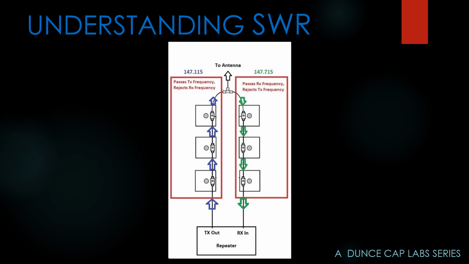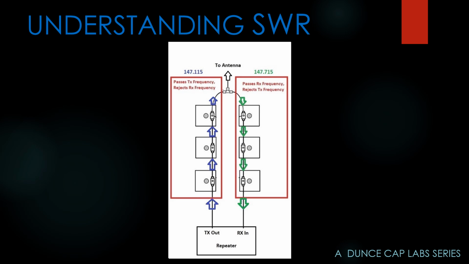Here is your 2-meter ham repeater, or if you change the frequencies, maybe it's the local sheriff repeater. On the left, we have the transmitter and its frequency, 147.115. Receiver is 147.715. Now, all the cavities on the left pass the transmit frequency just fine. The cavities on the right only pass the receive. So when the transmitter power goes up the stack to the T, effectively, it doesn't see the leg going to the receive side. It only sees the antenna.